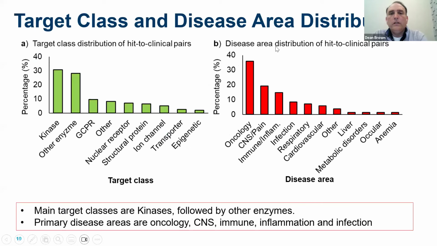So shifting gears a bit, and we'll come back to some of those topics in a moment. Extracting all this data, you also get to look at target class and disease area distribution, and there probably are no surprises to the audience here of the types of target classes that are represented in these pairs. Kinases make up the vast majority of those. I chose a category called other enzymes. There's about a dozen or so in here.